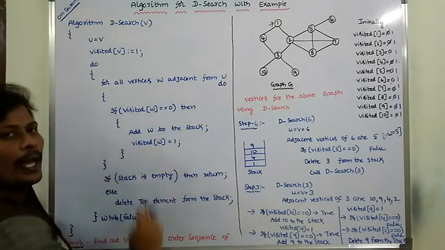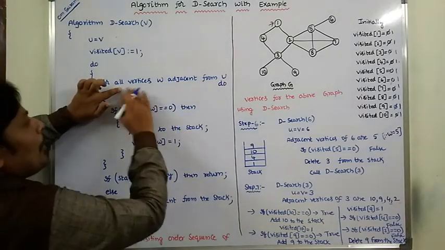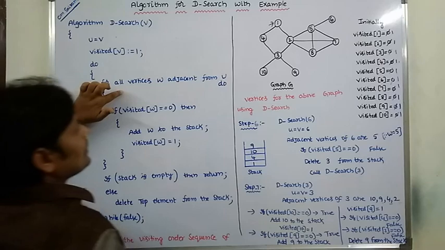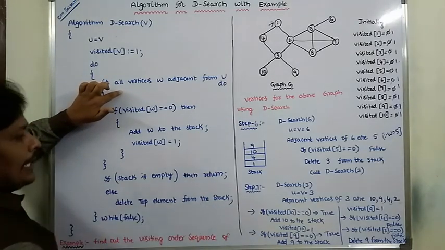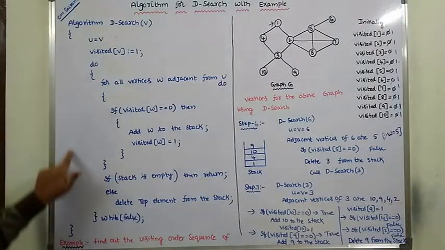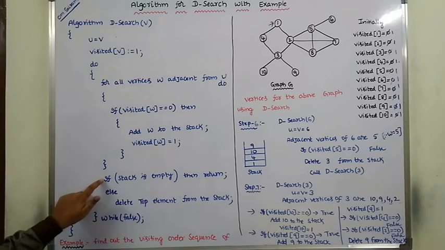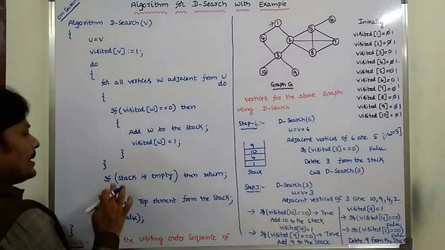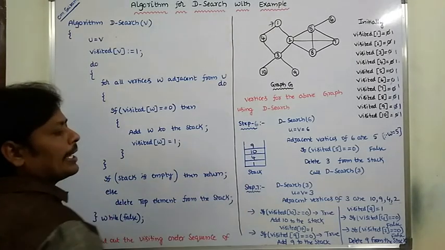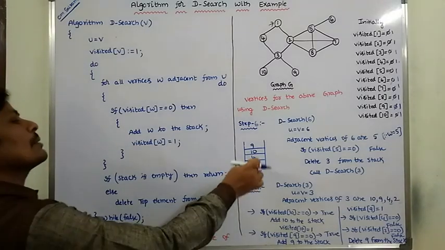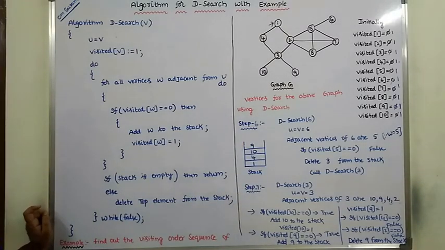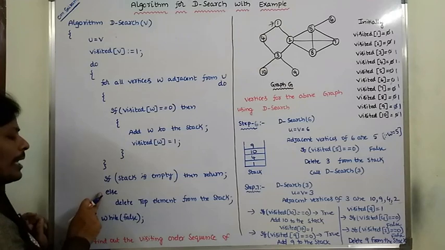Again control goes to the for loop. So there are no adjacent unvisited vertices for vertex 3. So now this is false. The control goes to the next statement after the for loop. So this is if stack is empty. Stack is not empty. Stack contains 1, 4, 10 and 9 elements. So this is false. Go to the else block.